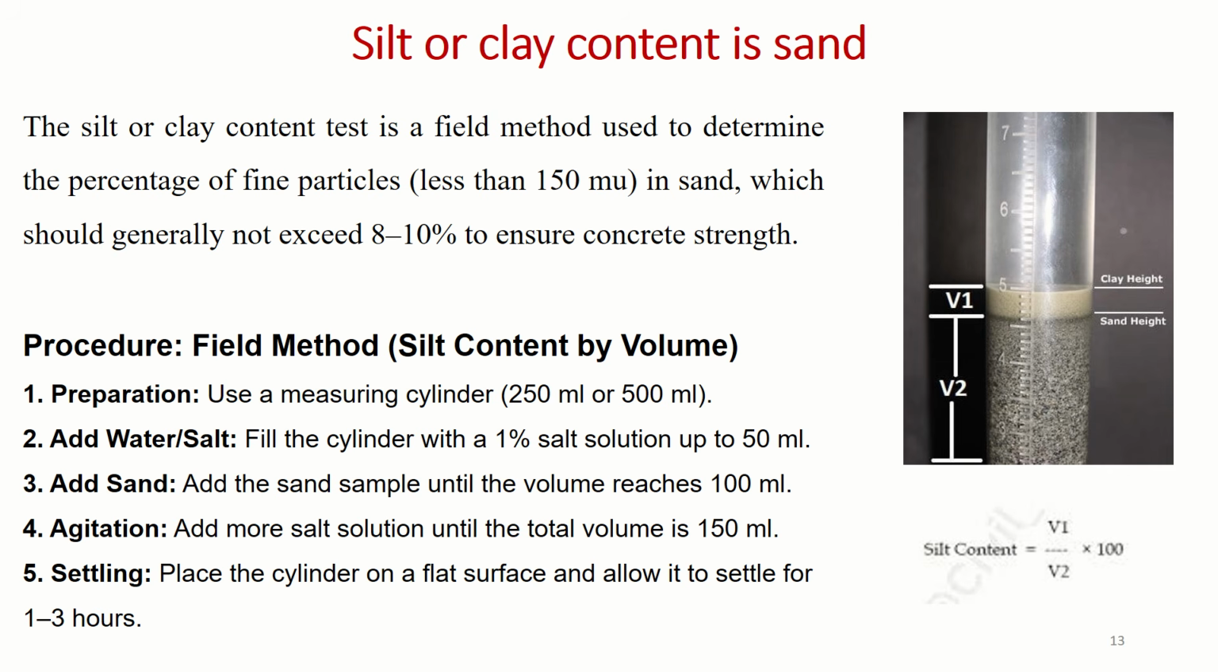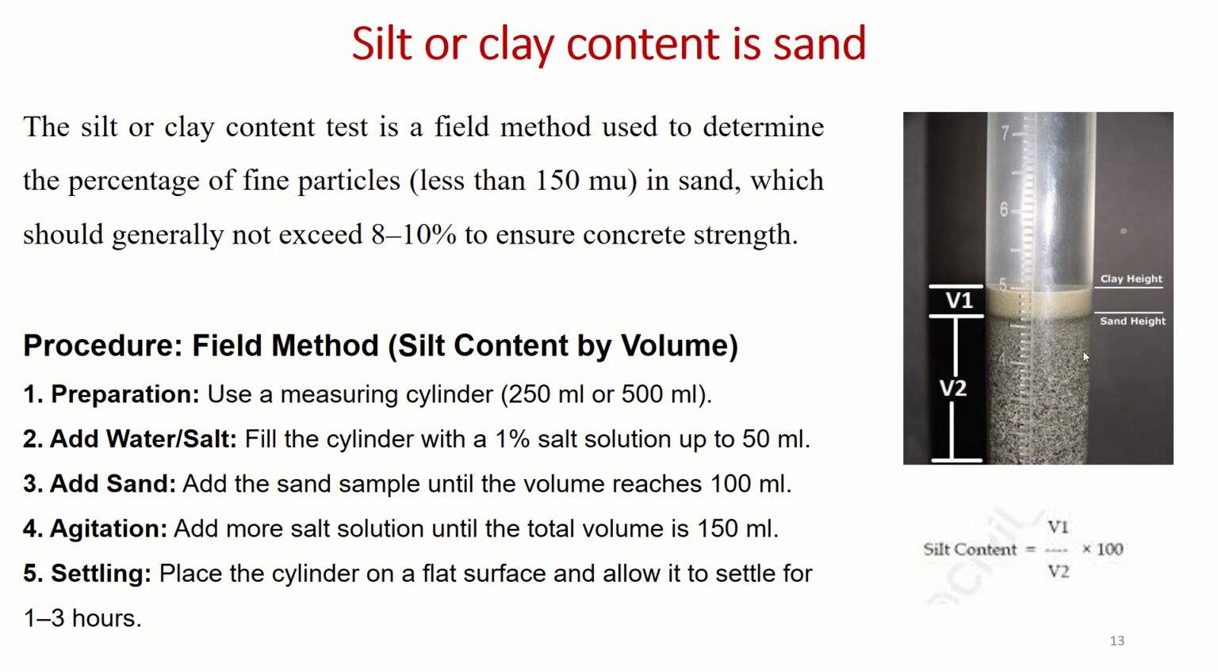So many times sand contains much more mud particle, clay particle. Because of that, it affects the bonding between the materials. Cement and sand sample do not have the good bond because of presence of clay, and that's why strength gets reduced. So in the laboratory, we have tested this silt content or clay content with the help of jar.